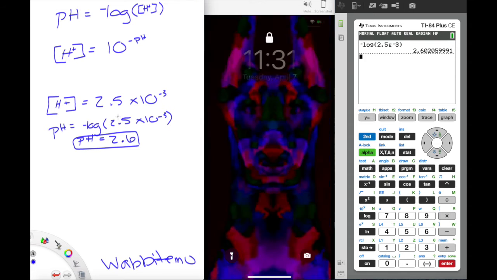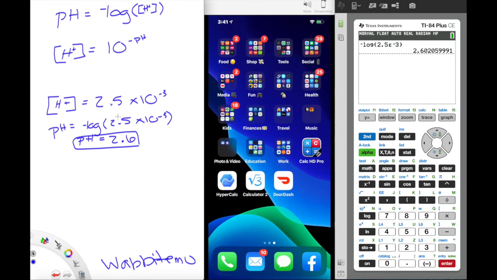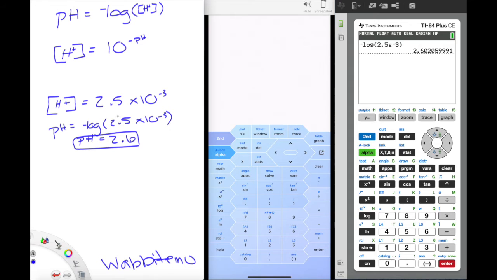Let me go ahead and unlock my phone. All right, HyperCalc is what we're going to look at first. While I'm typing this in, I'm going to hit this negative button down here, and I'm going to try to point because I have to do this on my computer screen, and so I'm touching the negative sign. Remember not to use the minus sign. You want to always use the negative button.